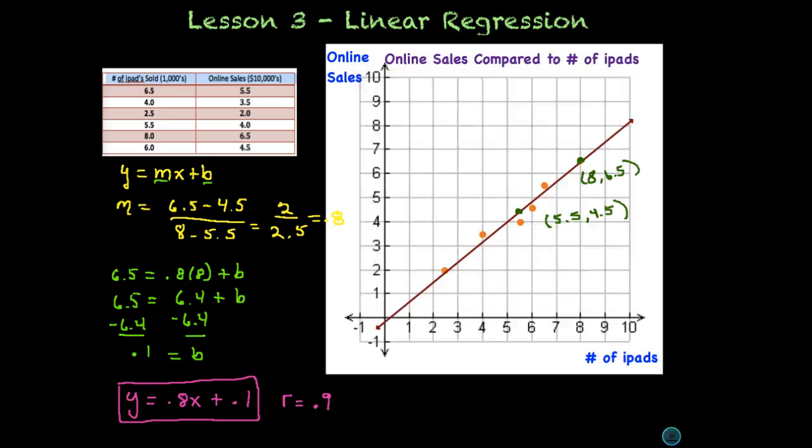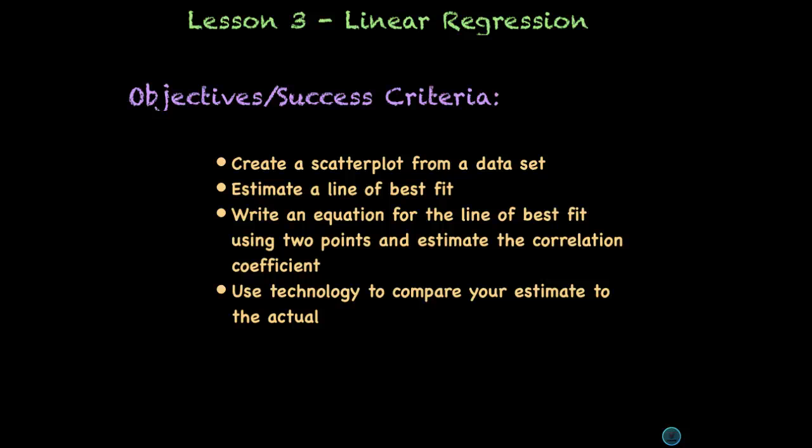It will be up to you to try some problems on your own. So, in order to be successful with this lesson, you should know how to create a scatter plot from a data set. You should be able to draw in and estimate a line of best fit that takes into account an average of your points. You should also be able to manually write an equation for the line of best fit using your 2 points, as well as estimate the correlation coefficient by seeing how close your points are to your line. Finally, you should then be able to use technology with a link I provide to compare your estimate to the actual.